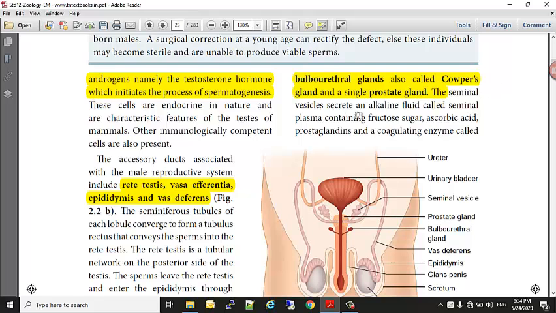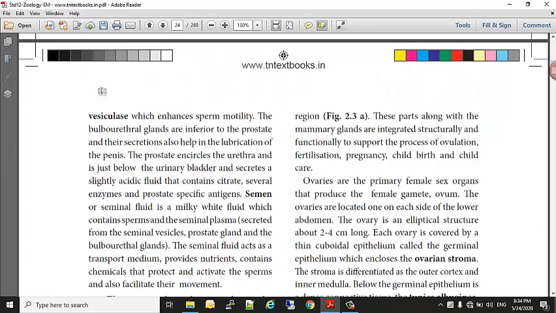The seminal vesicle secretes an alkaline fluid called seminal plasma containing fructose, sugar, ascorbic acid, prostaglandin and coagulating enzymes called vesiculase. It is an enzyme which enhances sperm motility. Okay, the sperm has to move, isn't it? Yes, the sperm has a tail and it has motility. That motility is enhanced by this enzyme.